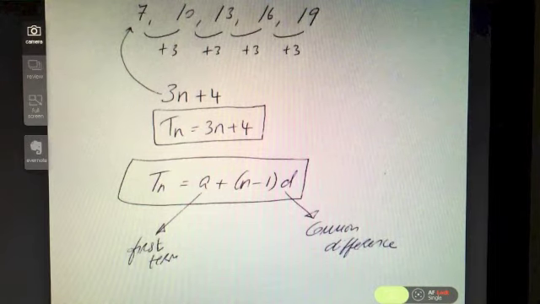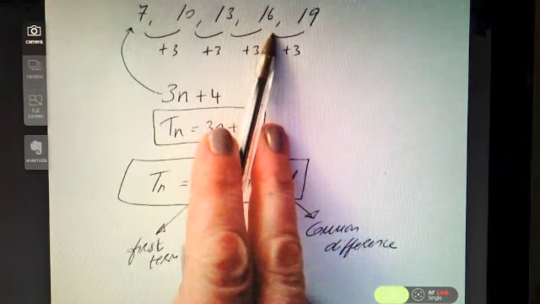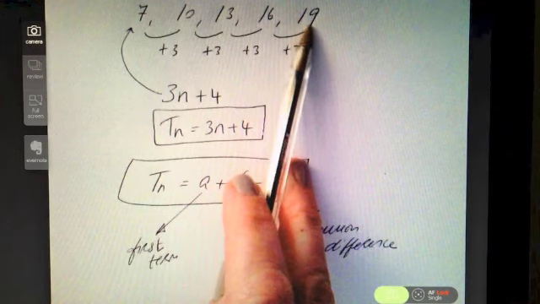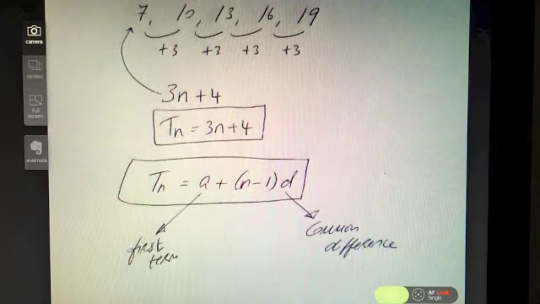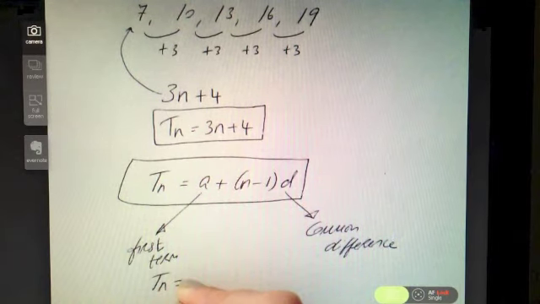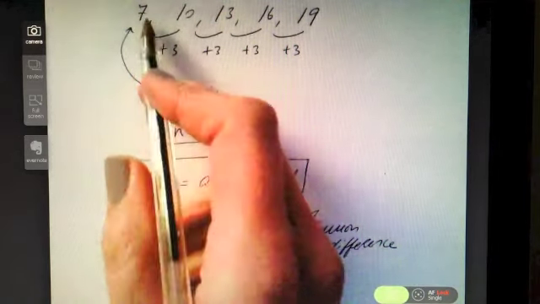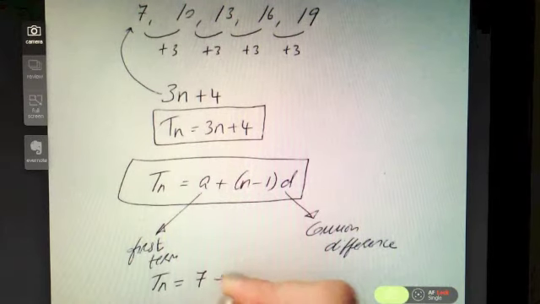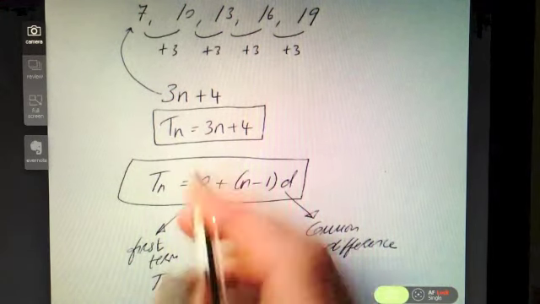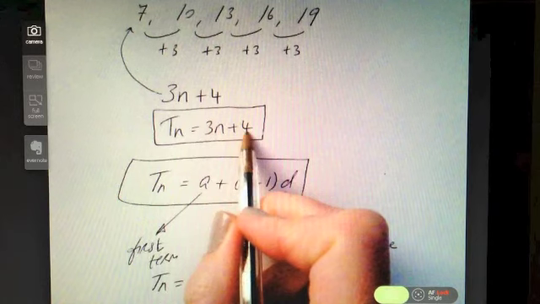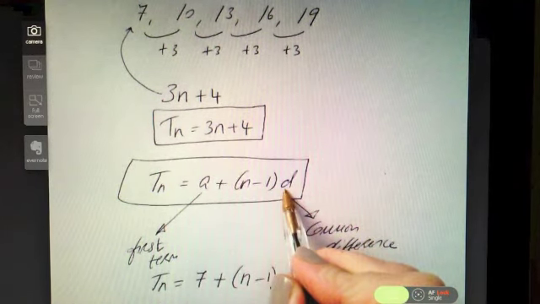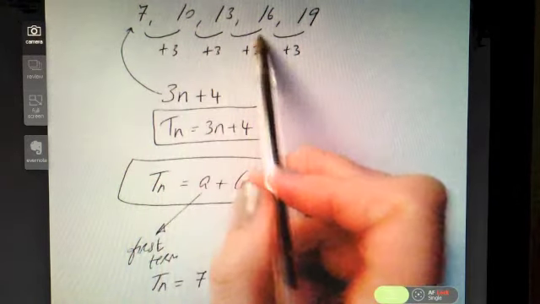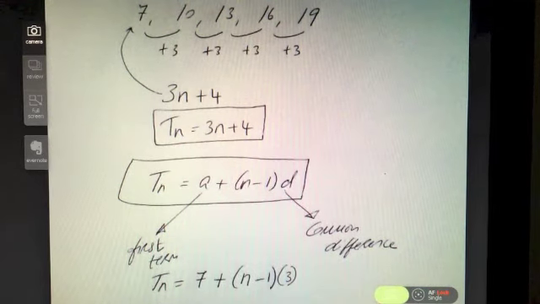Taking my example up here, the very first term has got to be 7. So A is 7, so I'm going to fill that in. So Tn equals, A I know in this case is 7, plus, keep your n, because you need n obviously in the rule or the nth term, minus 1, and d is the common difference. So the common difference here is 3. It's going up by 3 each time. So keep brackets around anything you sub in.